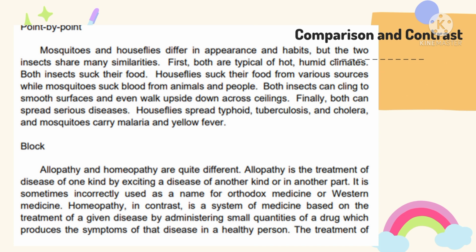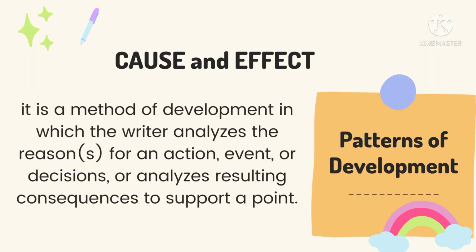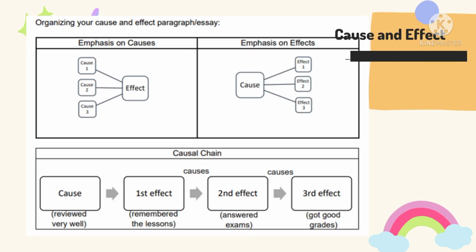And finally, last but not the least, the cause and effect method. The cause and effect method of development is when the writer analyzes the reasons for an action, event, or decision, or analyzes resulting consequences to support a point. Cause and effect essays focus on why things happen and what happens as a result. A cause is a reason for something that happens, an explanation for why some effects occur. And an effect is the result of certain events or causes. An effect may be the result of one or more causes. Writers often combine cause and effect to explain why something happens.